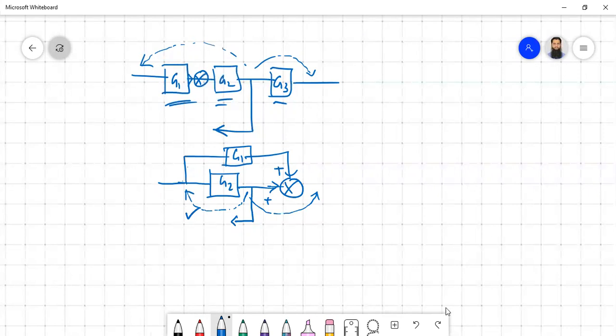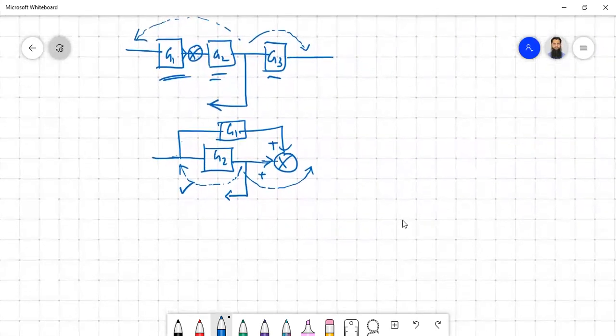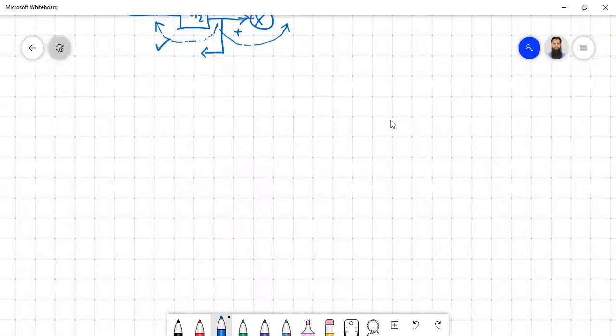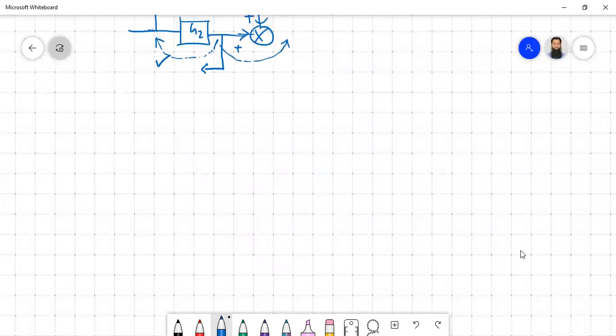Okay, next one is in the last class we have seen how you can shift blocks. If you want to see the mathematical way of doing that, like shifting the summing junction behind a block, so you have something like this, one block. That is G. Then we have a summing junction. This is your result.